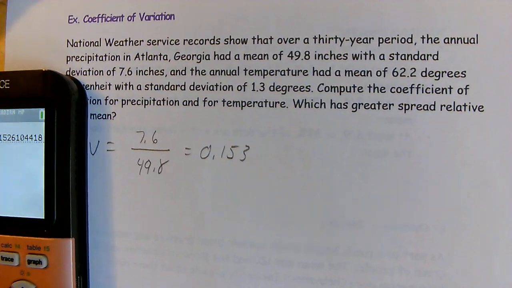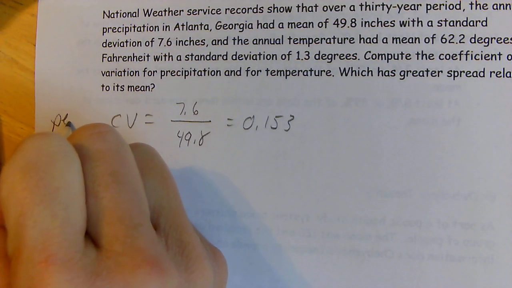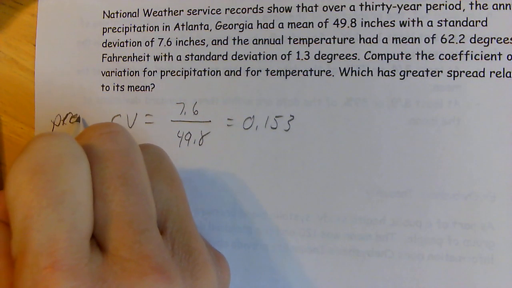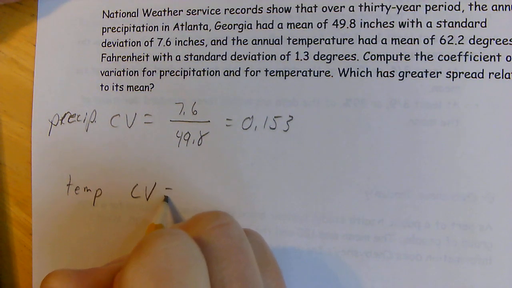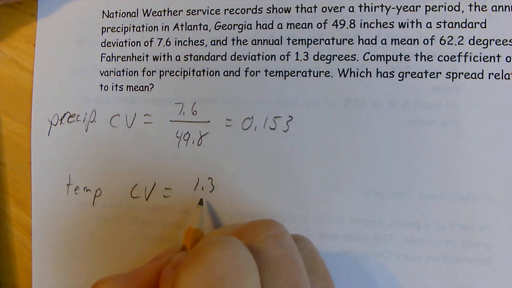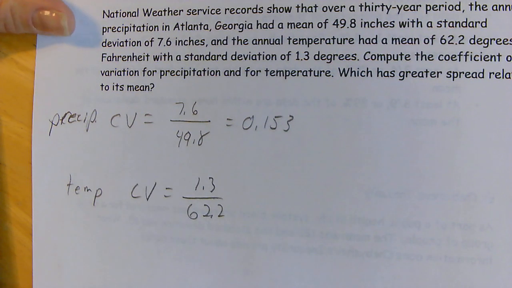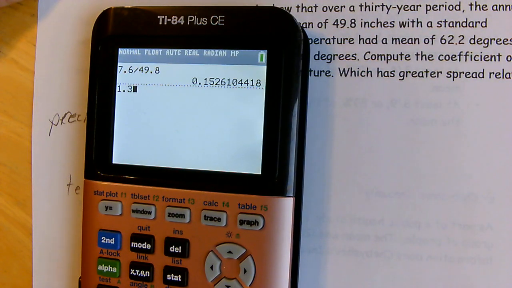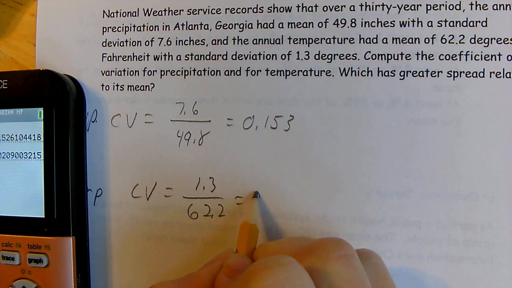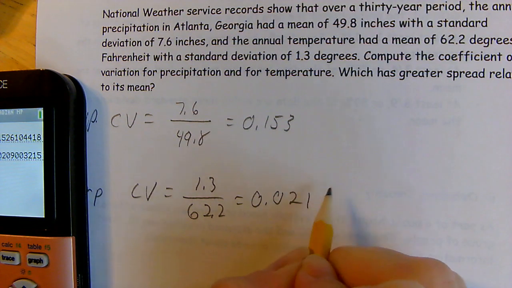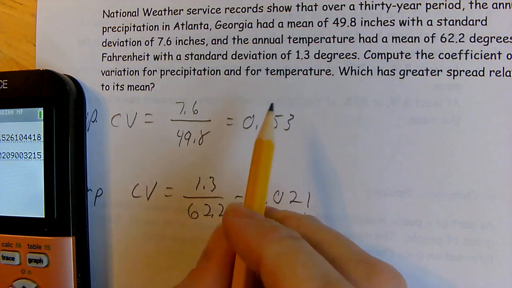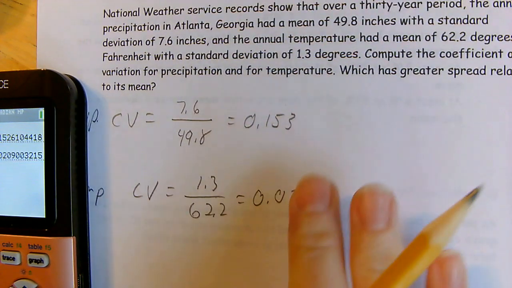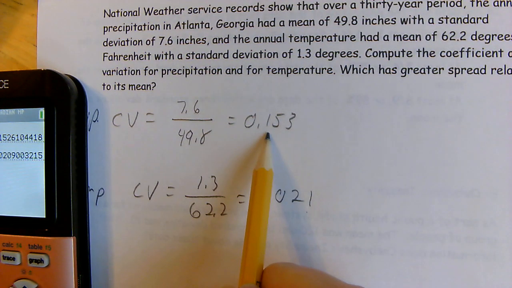Round to 3 decimal places. I'm going to compare that, and then I'm going to compare that to temperature. So standard deviation divided by the mean. So we can compare spreads of different data sets with different units. This has a larger spread, 15% compared to 2%. The CV is larger, so it has a larger spread.